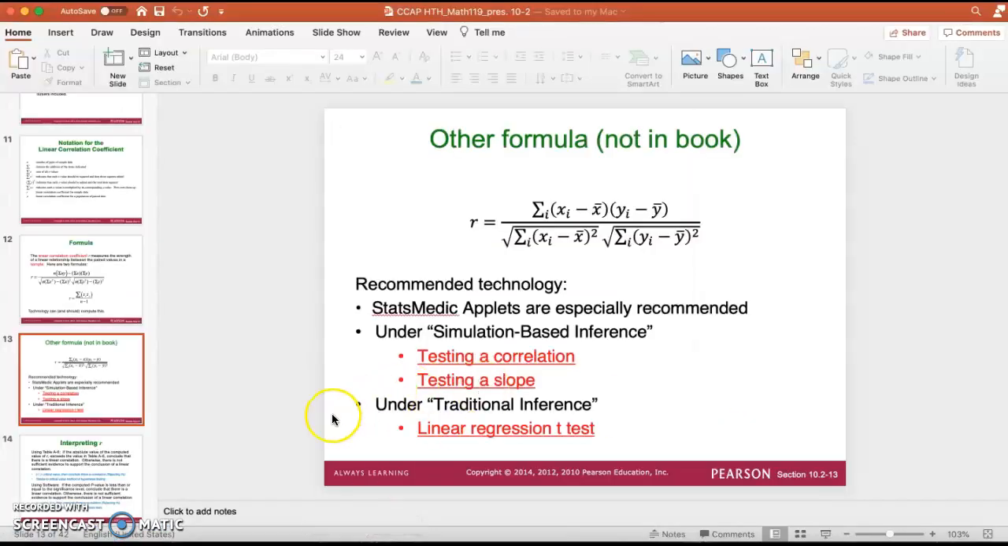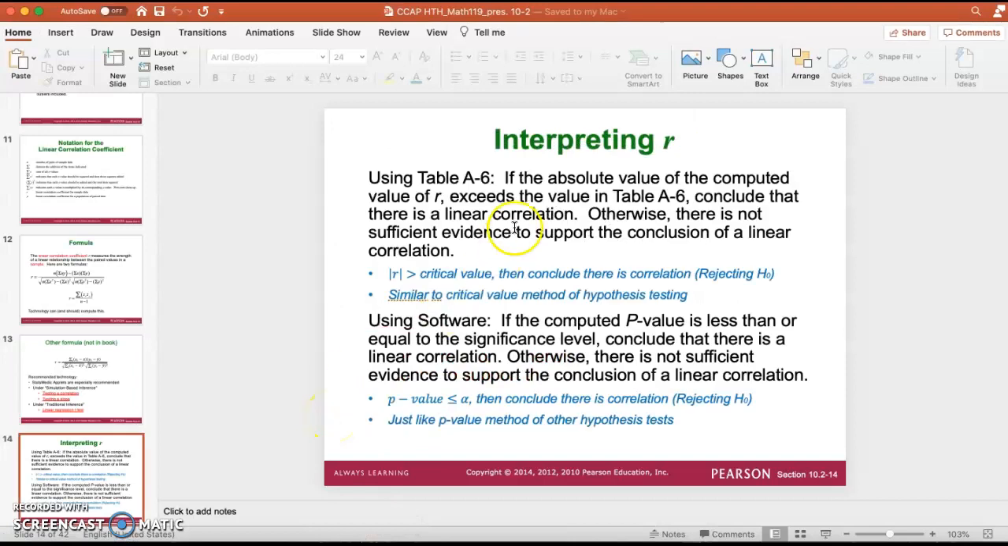Okay, back to some of the examples. So using table A-6, if the absolute value of the computed value of r exceeds the value in table A-6, conclude that there is a linear correlation. Otherwise, there is not sufficient evidence to support the conclusion of a linear correlation. So this will be one way we can say if there is a linear correlation or not.